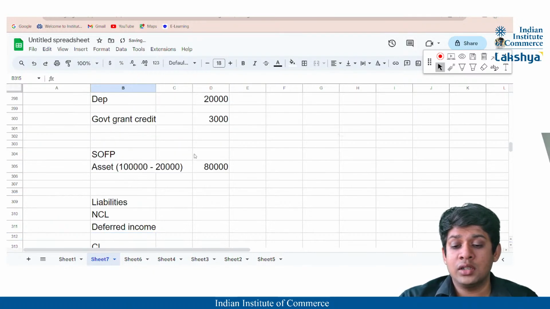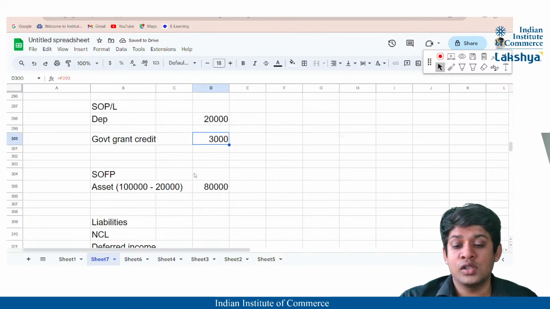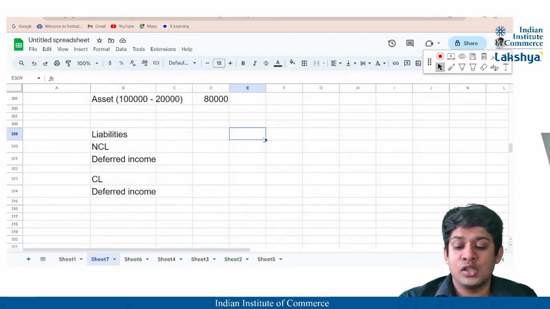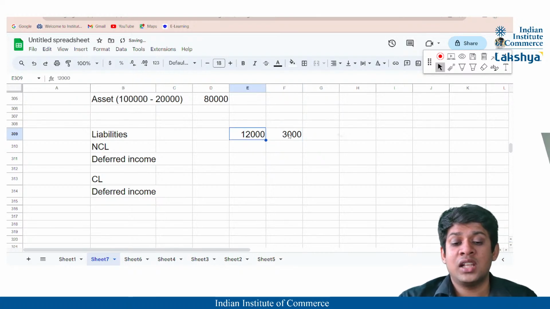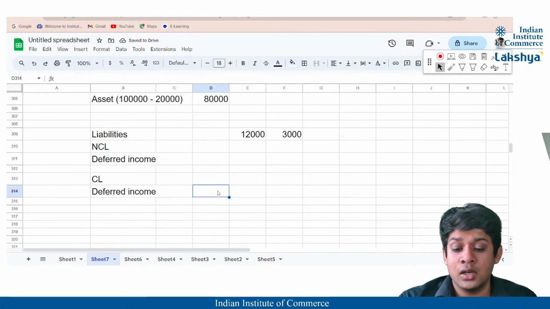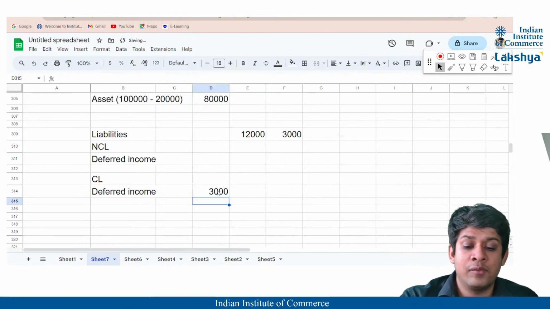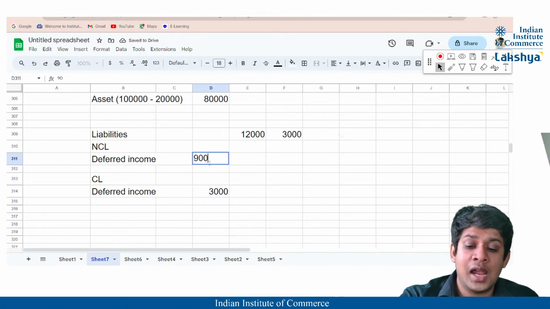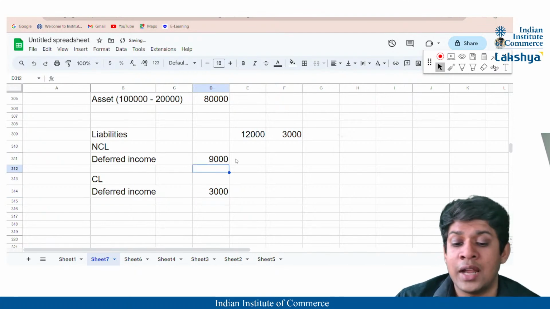So technically 3,000, I've taken it this year because 1 year has passed, correct? So I've used the asset for 1 year. I can use the government grant for 1 year as an income, right? So government grant income 3,000 I've taken to P&L. 12,000 is the balance of deferred income which is remaining, right? 3,000 again will be taken from this in the next year. So there is 3,000 which is going to be settled in the next year. So 3,000 of the deferred income will be stated in the current liability at the first year end, and the remaining 9,000 will be stated in the non-current liability.